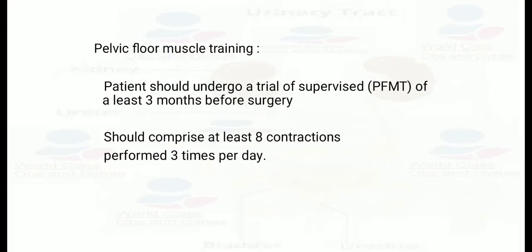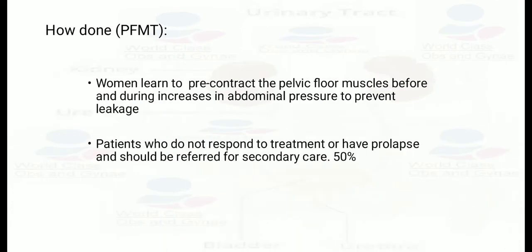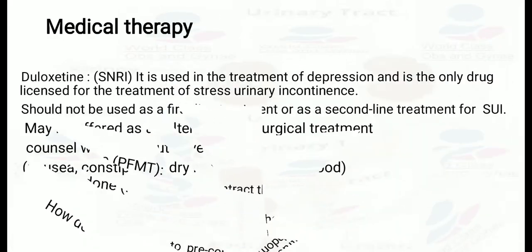Patients should undergo supervised pelvic floor muscle training of at least 3 months before surgery, and it comprises 8 contractions performed 3 times per day. That is very important. And how it is done: women learn to pre-contract the pelvic floor muscles before and during increased abdominal pressure to prevent leakage. Patients who do not respond to the treatment or have prolapse should be referred to secondary care, in 50% of the cases.